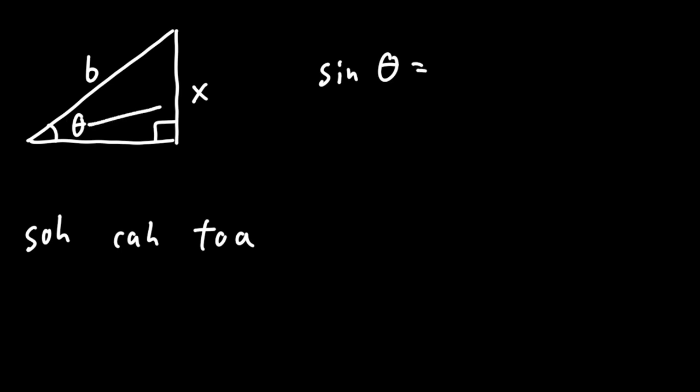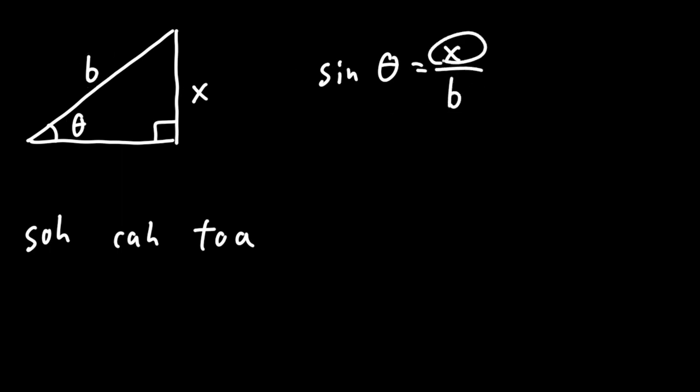Now, if we refer to SOHCAHTOA, sine is opposite over hypotenuse. So sine of theta is opposite, which is x. X is opposite of theta over the hypotenuse, b.